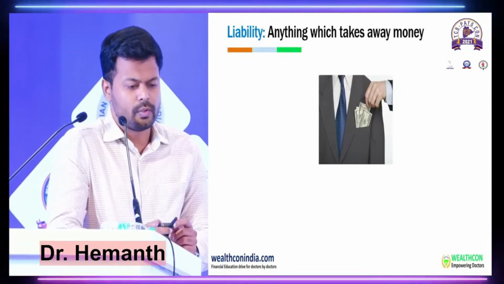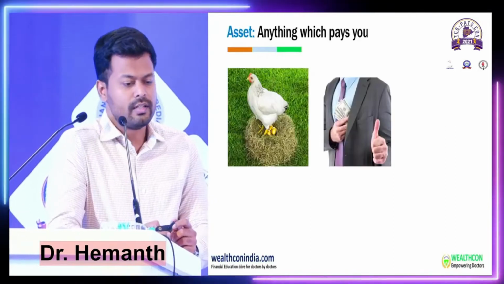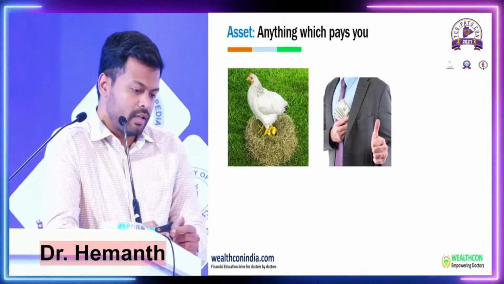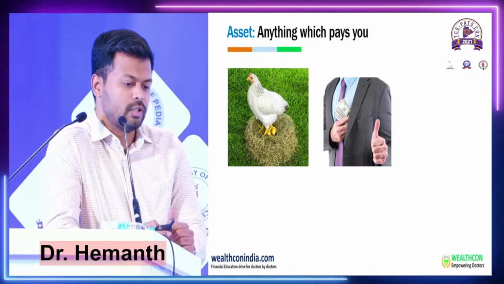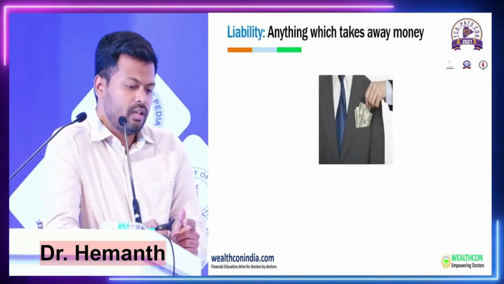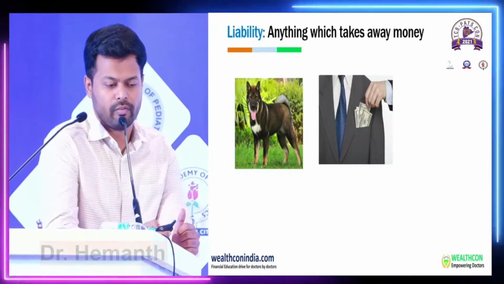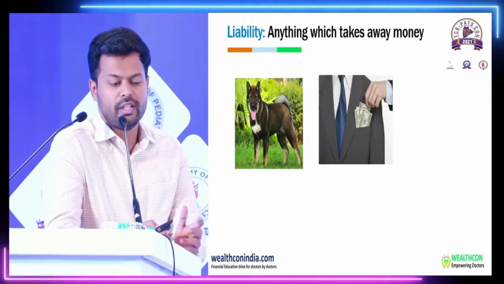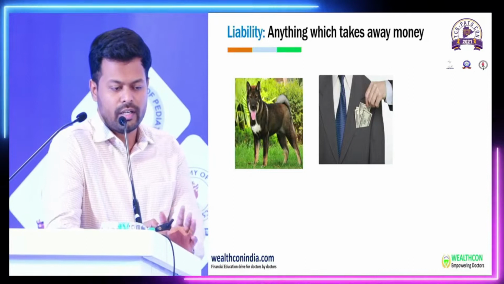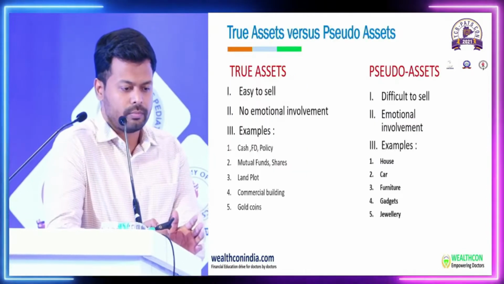In the previous image, you can see there is a hen who can give eggs and also meat. That is an asset. While in the second slide, you can see the dog. The dog is like a liability, where you have to nourish it and feed it. So in simple language, it is a liability.